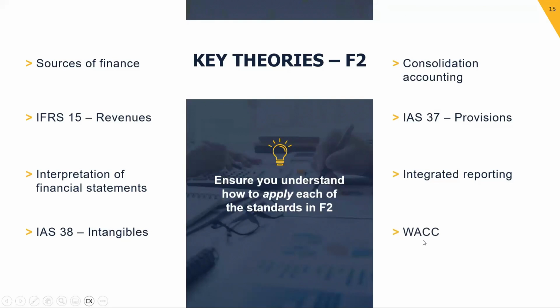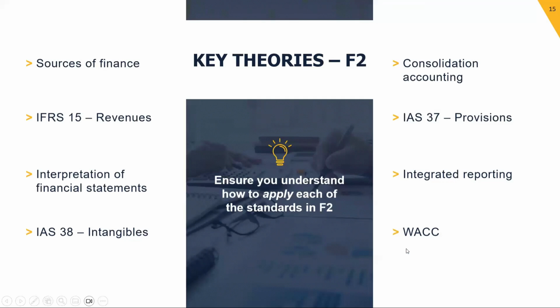Now, finally, on this slide, there's the WACC, and at the top left, there's sources of finance. So in F2, of course, that's where we cover debt versus equity. You need to have some good advantages and disadvantages of both, but again, in relation to Flathall.